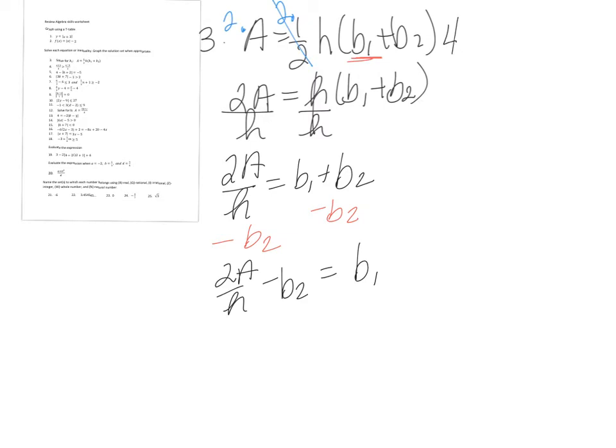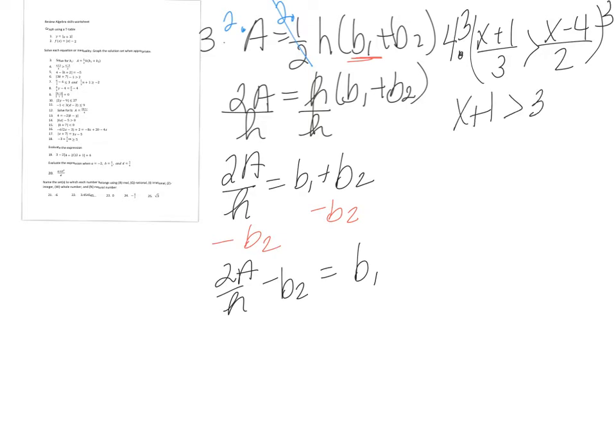Okay, number 4 is (x plus 1) over 3 is greater than (x minus 4) over 2. So I'm going to multiply both sides of the inequality by 3, and I get x plus 1 is greater than (3x minus 12) over 2. And then if you want, you can get rid of the 2 as well by multiplying both sides by 2.